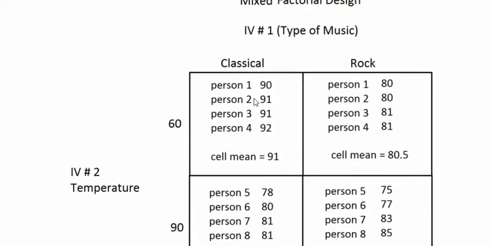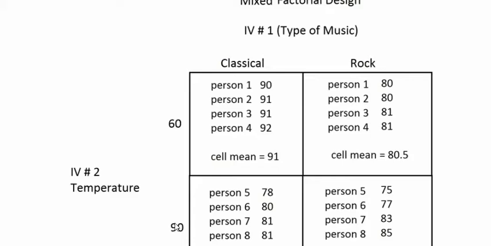So notice how in this experiment there are 8 people, and they've been separated into 2 separate groups. They've been randomly assigned to 2 separate groups of 4. So group 1 is persons 1 to 4. Group 2 is persons 5 to 8. And the first group has been assigned to the 60-degree temperature, and group 2 has been assigned to the 90-degree temperature. So in this experiment, we have a 60-degree group and a separate 90-degree group.